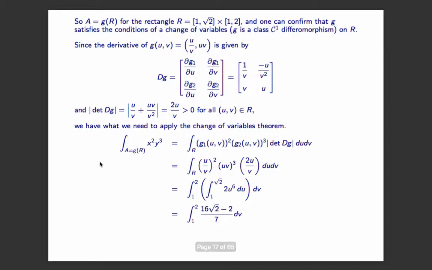So the derivative of 2u to the sixth power, u to the seventh, from the square root of 2 to 1, I get 16 times the square root of 2 minus 2 over 7. And if I integrate that from 1 to 2, of course now my integrand is independent of v, so I'm just computing the area of a rectangle with width 1, so I just get my integrand.